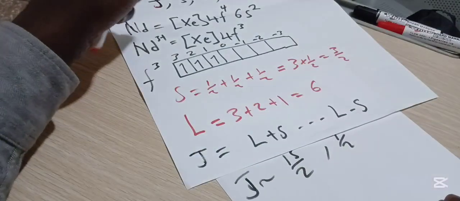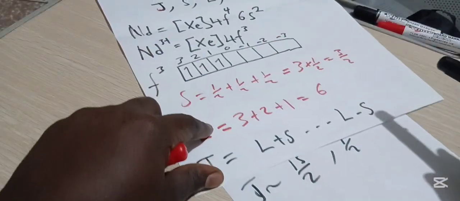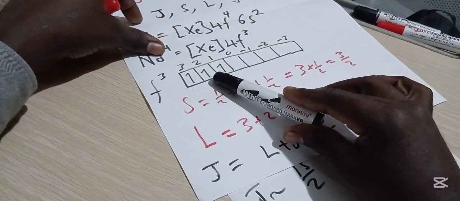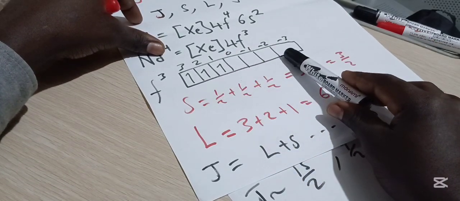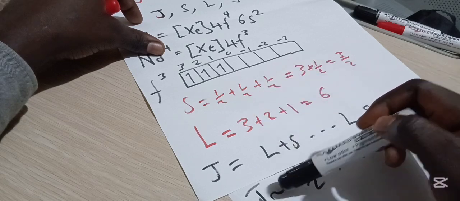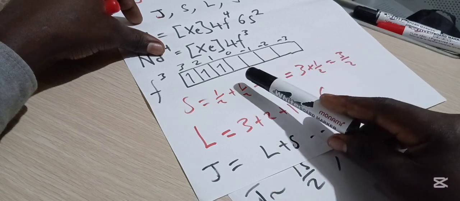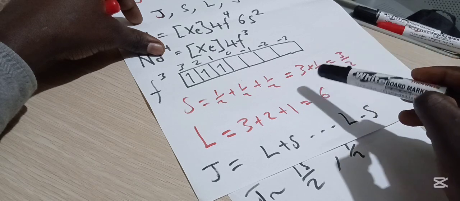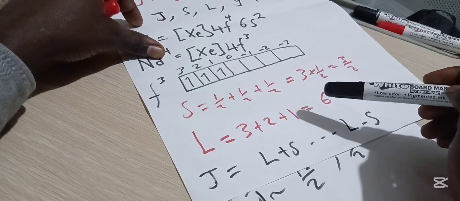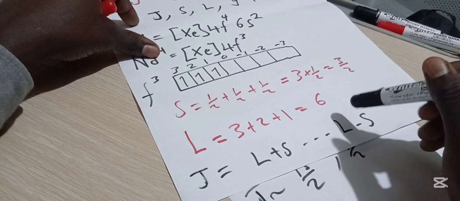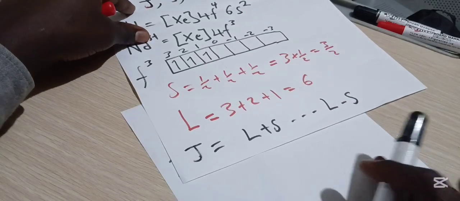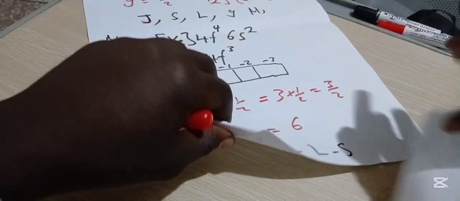Looking at the f orbital, if the orbital is less than half full, then we take the least value for J. But if the orbital is half full or more, we take the biggest value for J. What is meant by an orbital being less than half full or fully full? Let's look at a scenario here.